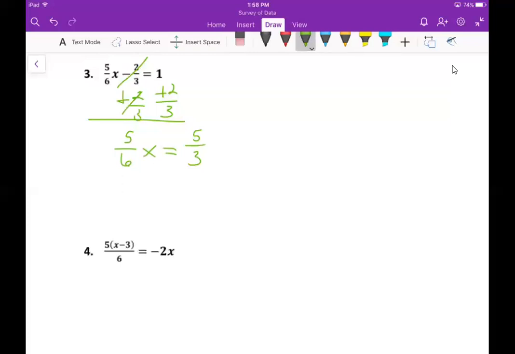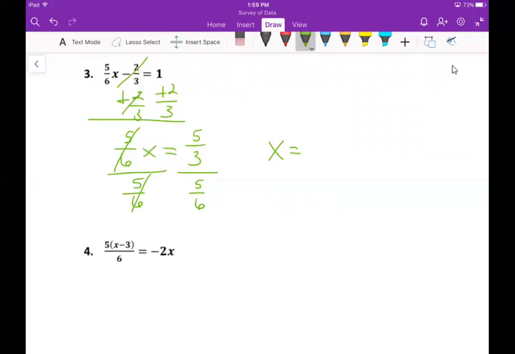Now we talked about this type of problem back in 8.2. When we have a fraction, we can think about multiplying by 6 and then dividing by 5. Or you can just think about, okay, we have a fraction times x here, just divide both sides by that fraction and let your calculator do the work here. That would cancel. When I take anything divided by itself, it becomes 1. And then x just equals whatever we get when we take 5/3 divided by 5/6.